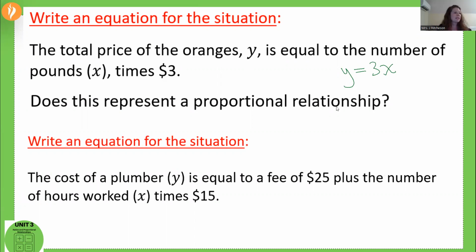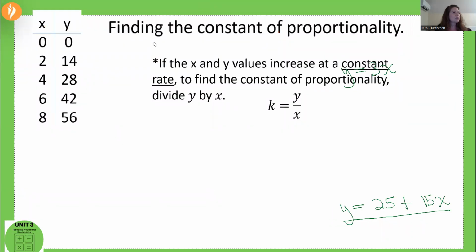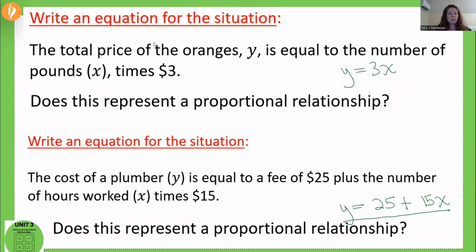Yes. All right, the cost of a plumber. The total cost you would pay for the plumber would be $25 for a fee to come to your house, plus the number of hours worked times 15. So the plumber makes $15 an hour, and he would charge you $15 times the number of hours, plus he would charge you $25 to come to your house. So this is our equation. So is this a proportional relationship? It is not. I wonder if it shows me a graph. It does not. All right, so why would this not be proportional?